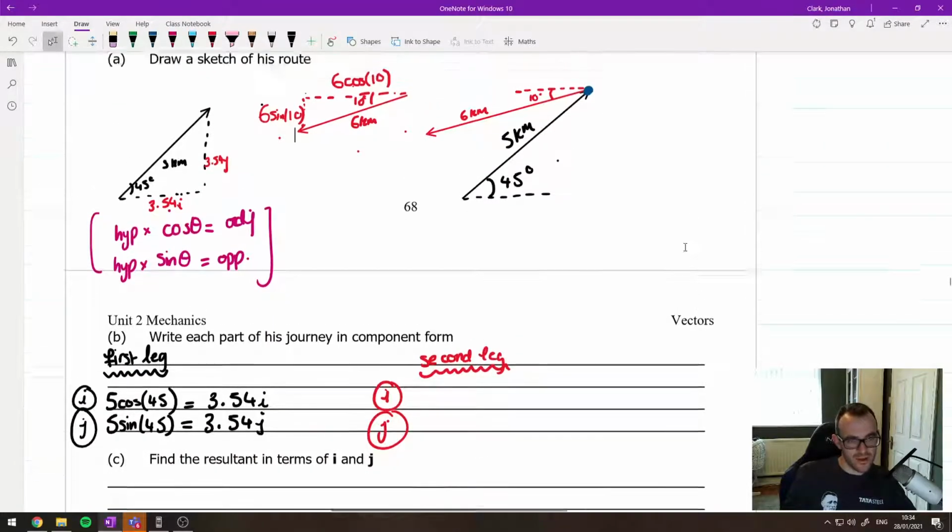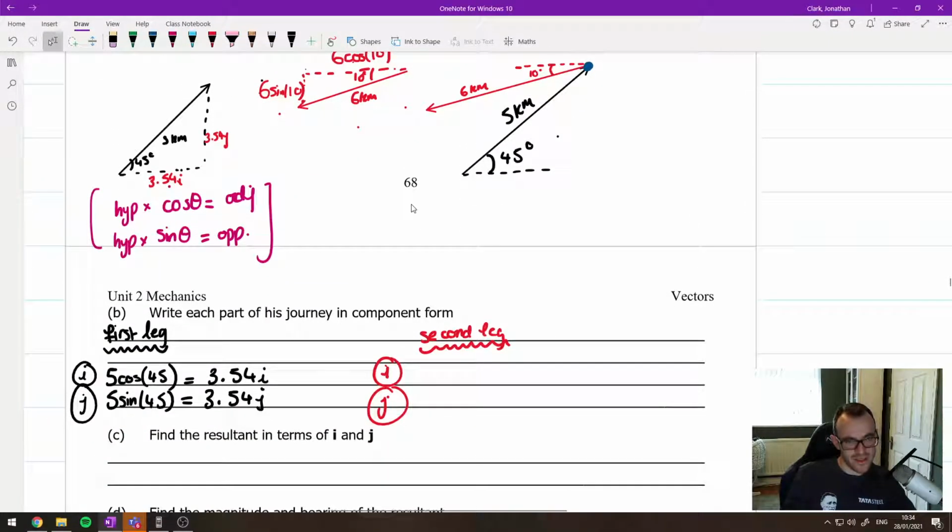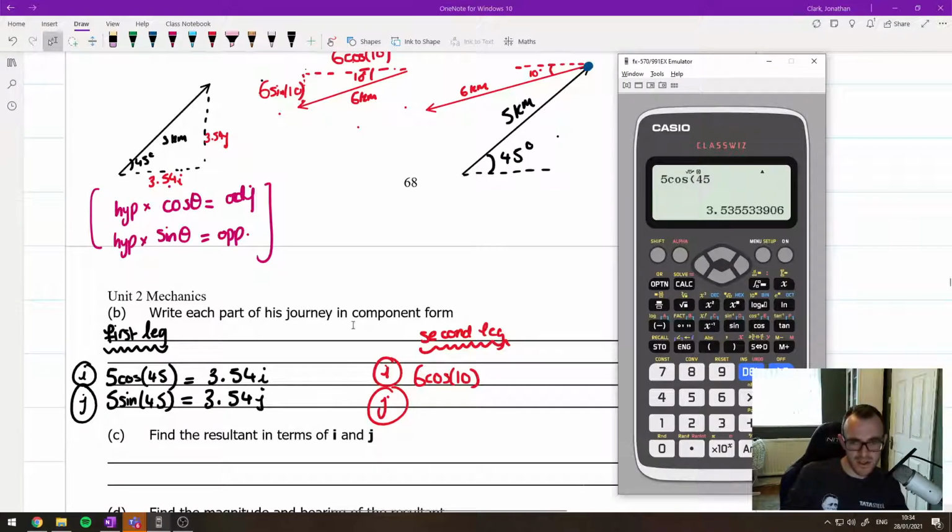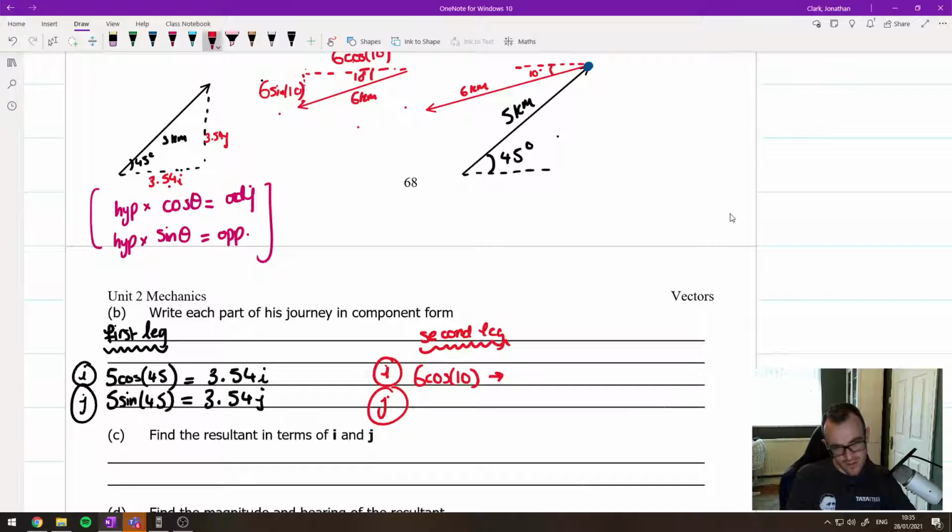Okay, so the I component is 6 cos 10. And since I'm going backwards, I will need to put it as negative. I can do that at any point. See what 6 cos 10 works out as. That is 5.90. I'll write that as minus now.